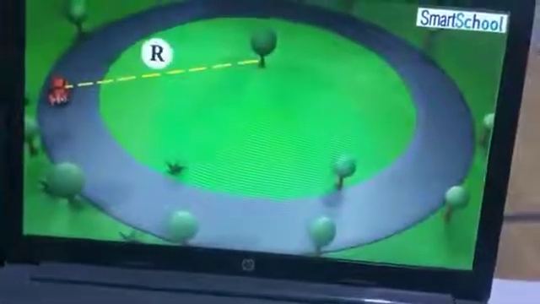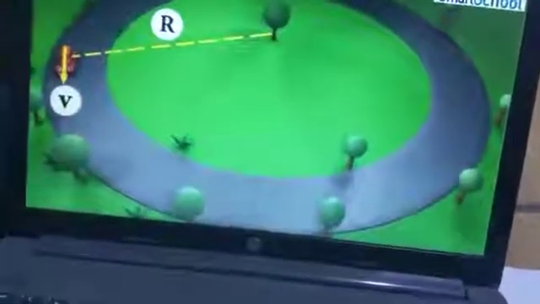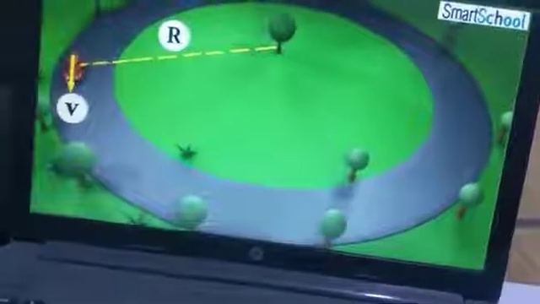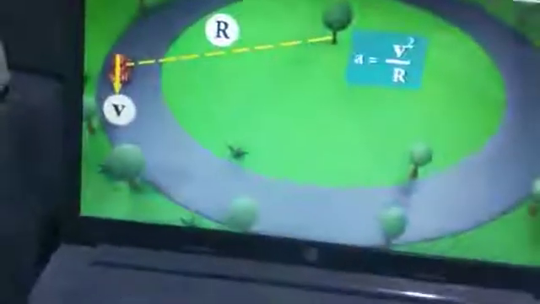Consider a car moving around a circular path of radius r. You can see here is a car. Now it has a velocity. This velocity is known as tangential velocity.